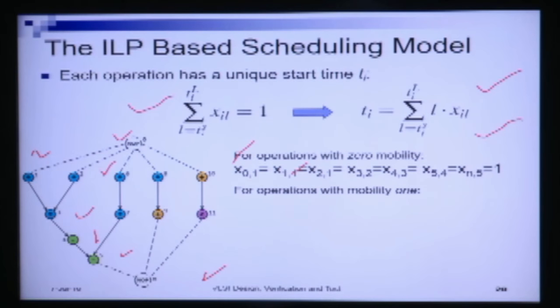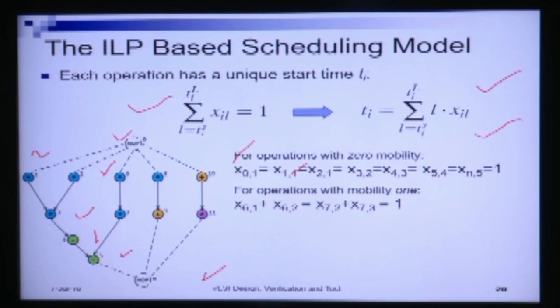Now, we look at operations having mobility 1. Which are the operations? We see here operation 6 and operation 7. So, we have to model that operation 6 can be scheduled either in time step 1 or in time step 2, but in any one of them, not in both of them. Similarly, operation 7 can either be scheduled in time step 3 or time step 2, but not in both of them.